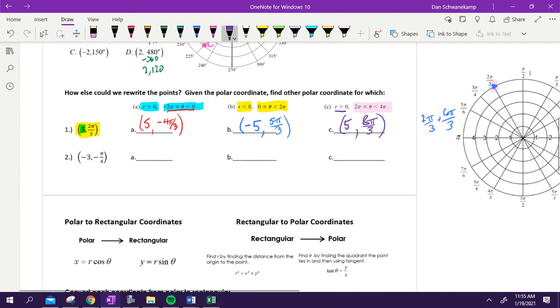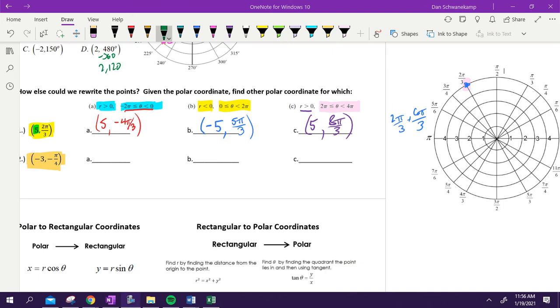This next one we struggle with. I'm going to give you just a start here. Negative 3, comma negative pi over 4. Try and graph that first. Try and figure out where negative 3, negative pi over 4 is going to be. Let's change it to all positive first. That way our brain doesn't melt.